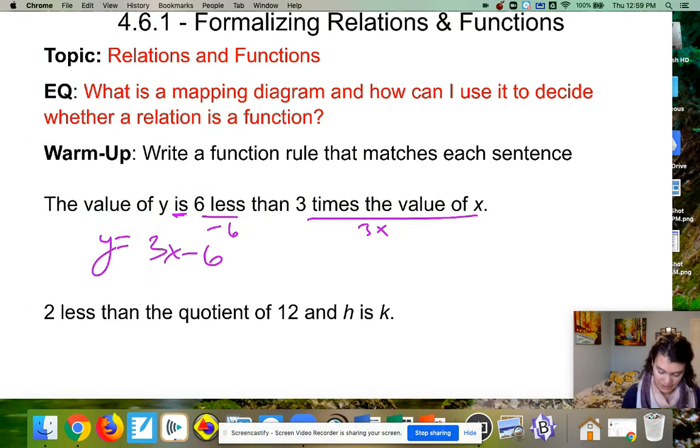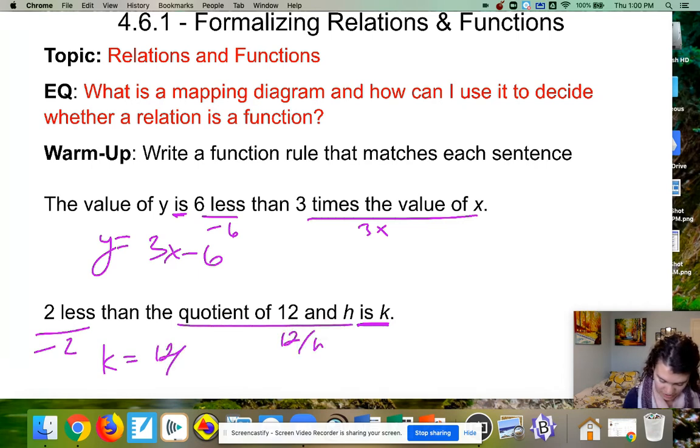So then 2 less than the quotient of 12 and h is k. So we're going to have k equals 2 less, so minus 2, than the quotient of 12 and h, so 12 divided by h, so 12 over h minus 2. Here we go.